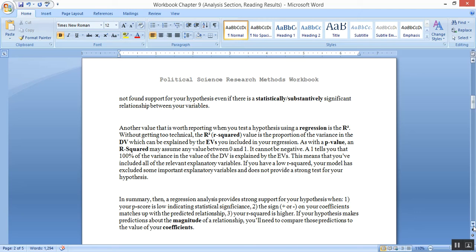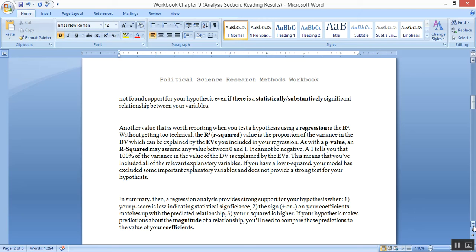Without getting too technical, the r squared value is the proportion of the variance in the dependent variable which can be explained by the explanatory variables that you have included in your regression. And as with the p-value, the r squared value is going to assume values somewhere between 0 and 1. It cannot be negative because it's a proportion, the proportion of variance.